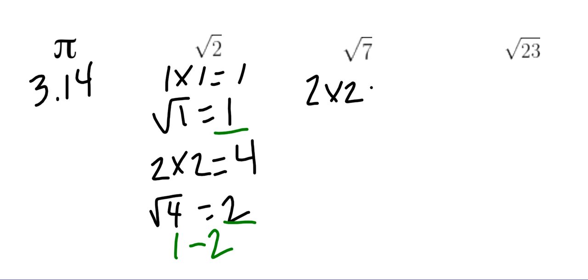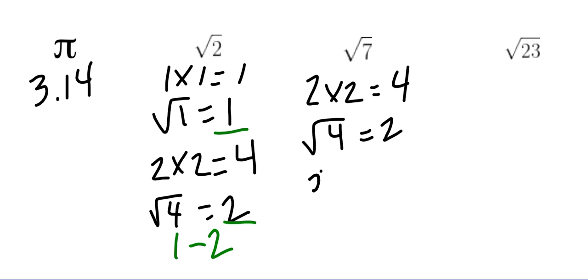2 times 2, like we said, does equal 4, which means square root of 4 equals 2. Okay, awesome. I know that 4 is smaller than 7, so the square root of 4 is smaller than the square root of 7, which means the square root of 7 has to be bigger than the number 2. Okay, let's see what it's in between though.